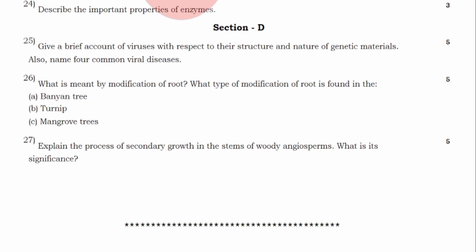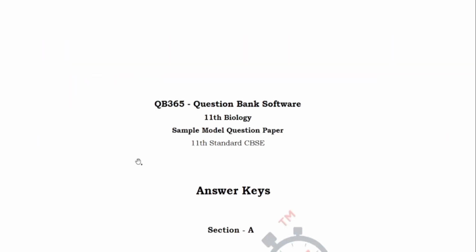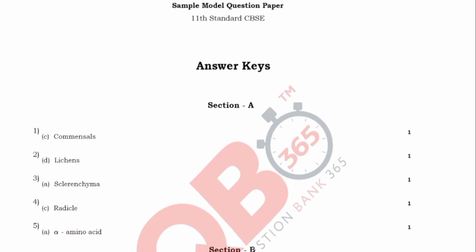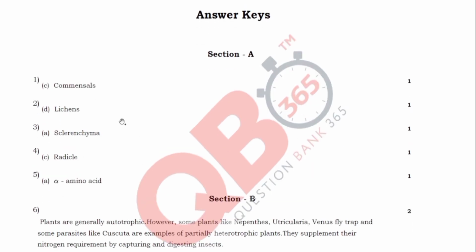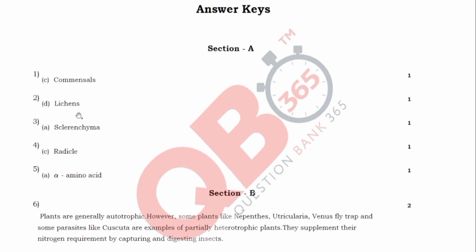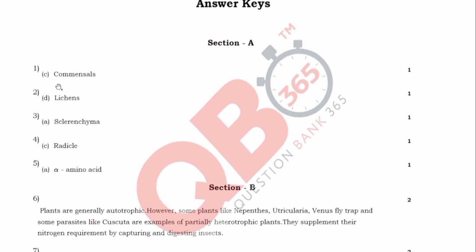All the answers for the above sections are given below. Now I will show you the answer keys. These are all MCQ answers. For MCQs, we are giving answers by mentioning the name of the options like C, D or A, whatever.